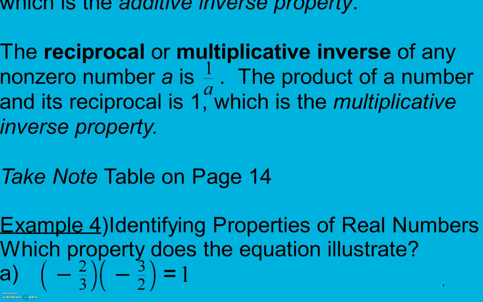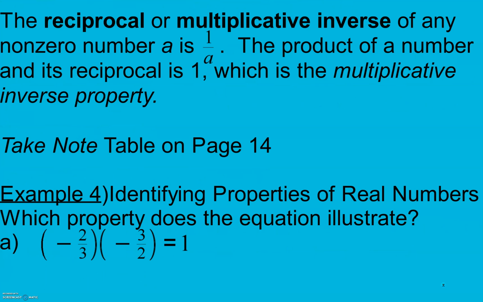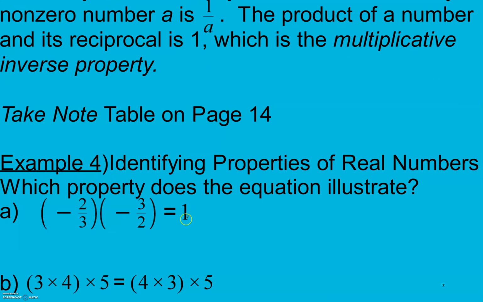Which properties does the equation illustrate here? If we look, it equals 1, and we're multiplying. So anytime we can get to 1, it's going to be our inverse property. Okay, we multiplied something times its reciprocal, so this is the multiplicative inverse property. Or you could say the inverse property of multiplication.